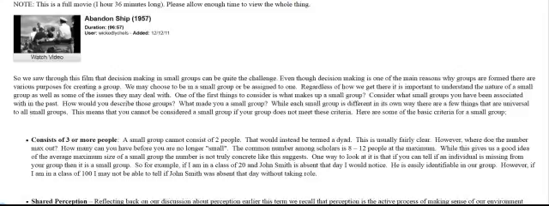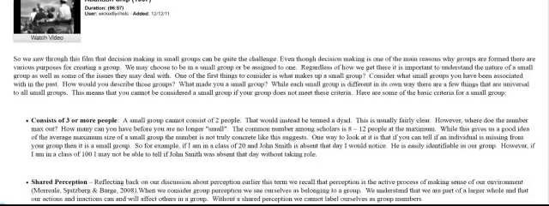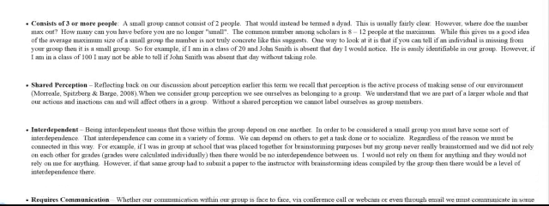Now, while each small group is different in its own way, there are a few things that are universal to all small groups. So these criteria are universal. No matter what small group you're in, these things define a small group. And this means that you cannot be considered a small group if your group does not meet these criteria. So here are some of the basic criteria for a small group. First, it has to have 3 or more people. A small group cannot consist of 2 people.